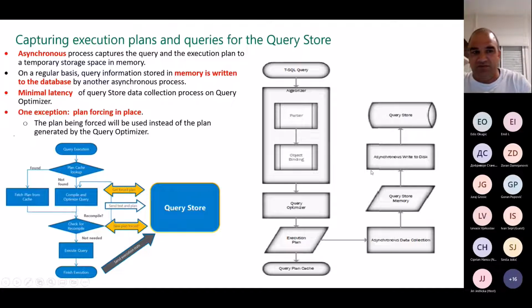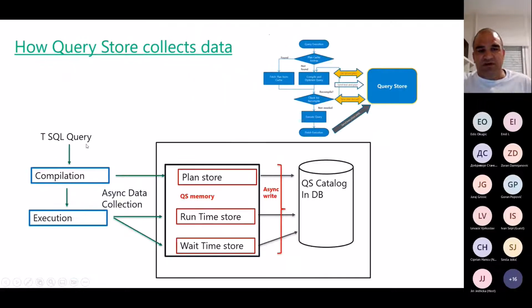You can see it here. Query Store collects the data: there is the plan store, the compilation and execution. So you can see there is the process of Query Store in memory. There is async data collection of plan store, runtime stats store, and wait stats store, and there is an async write to the Query Store catalog per DB. You can see it here. It's per DB.